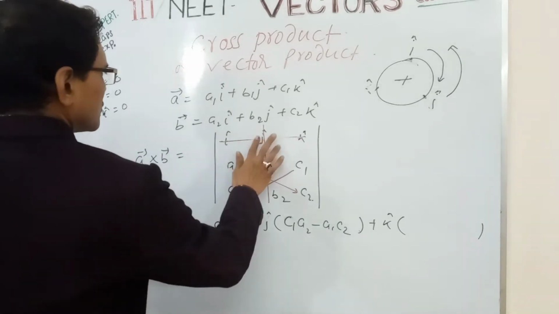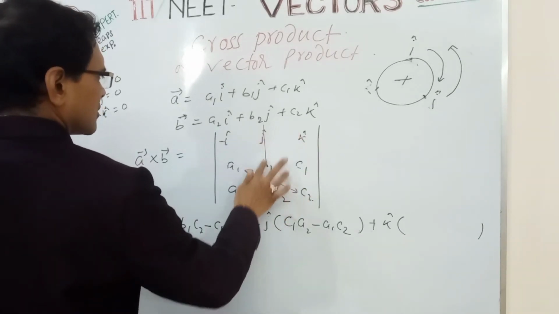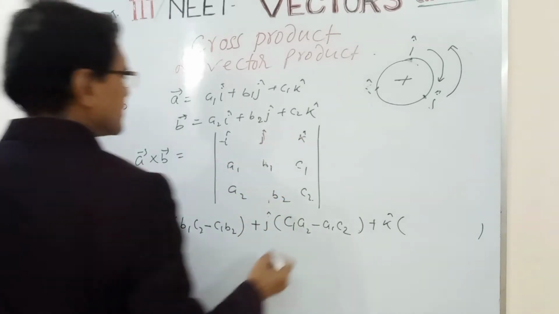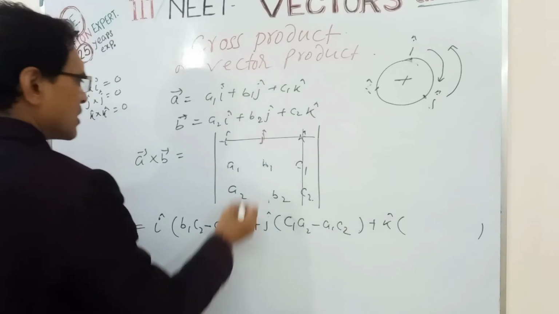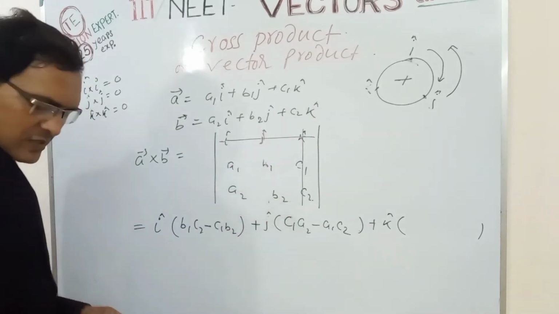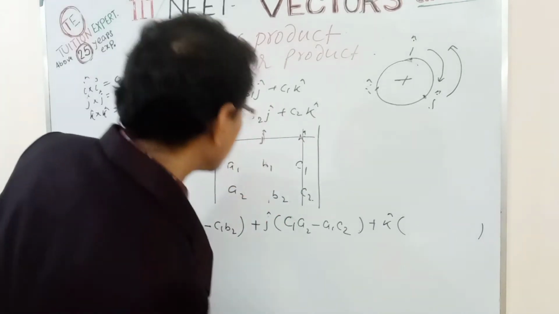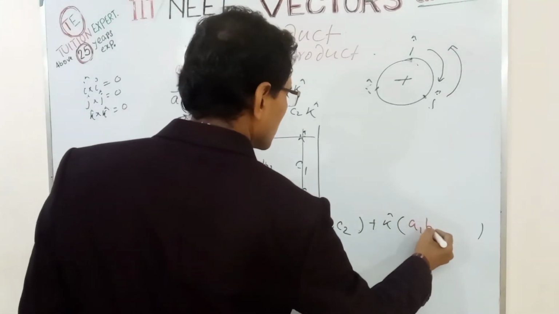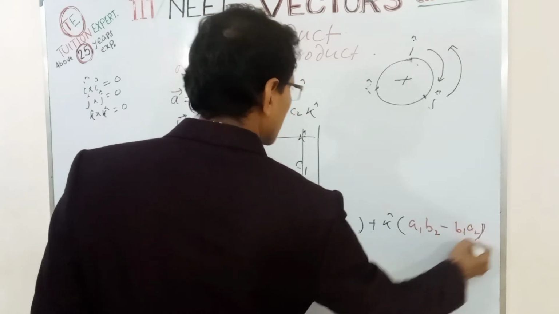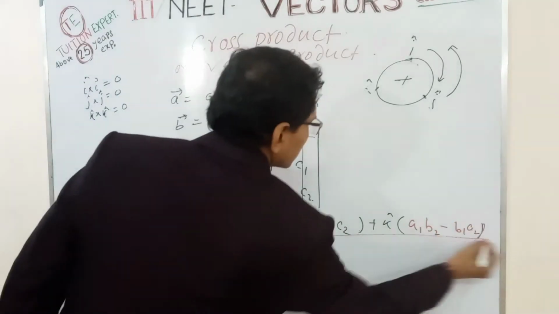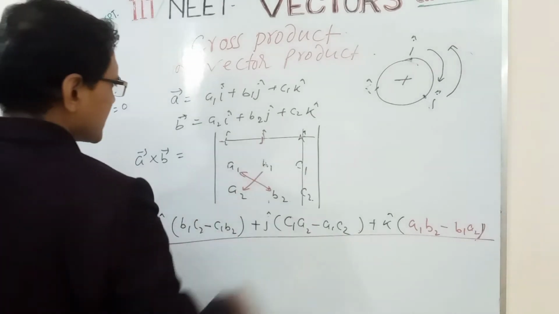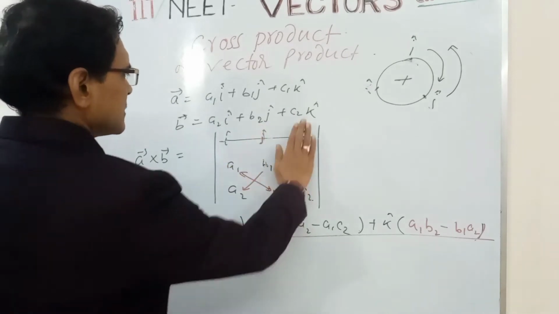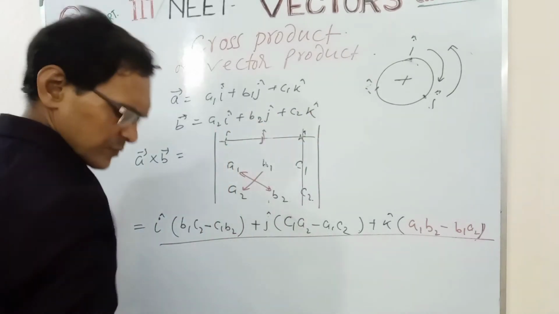Next k. So cross this row and column. What remains? This. So now this and this. So this becomes a1 b2 minus b1 a2. So this is the result. Always start from the right side. Right side of i is this. Right side of j is this. From this you start. And right side of k is again this.